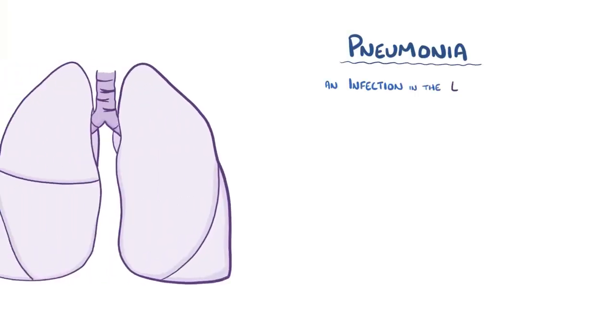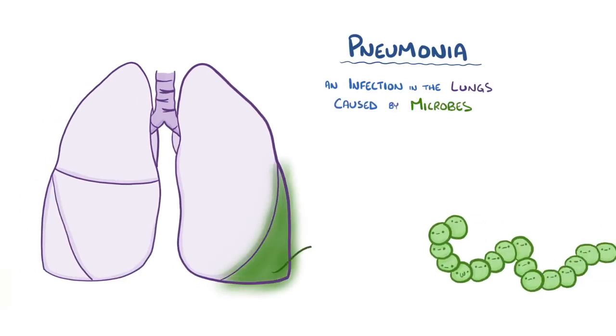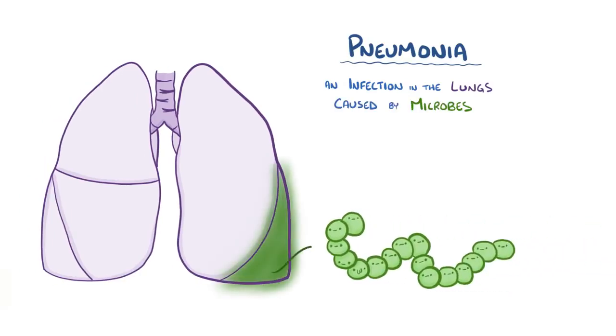Pneumonia is an infection in the lung tissue caused by microbes, and the result is inflammation. The inflammation brings water into the lung tissue, and that extra water can make it harder to breathe.